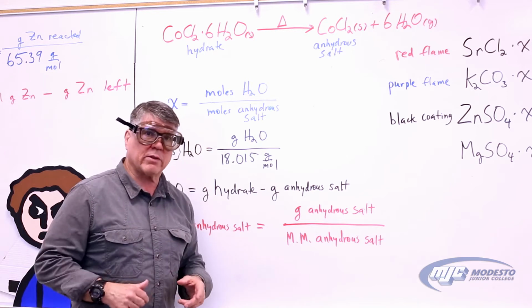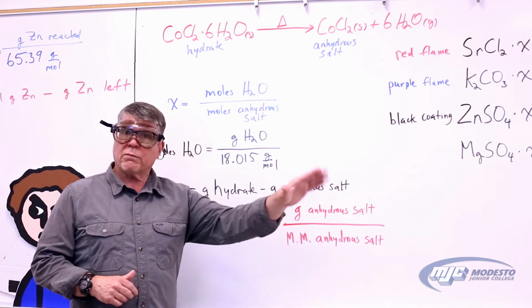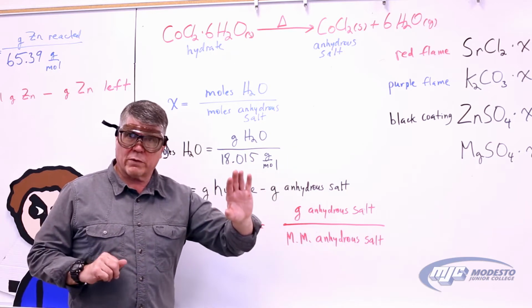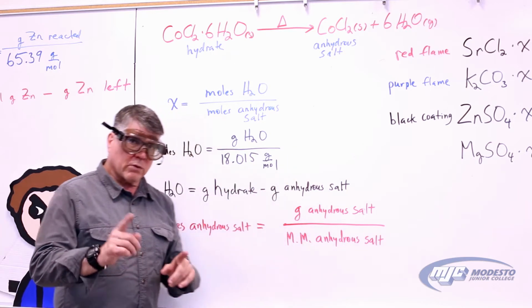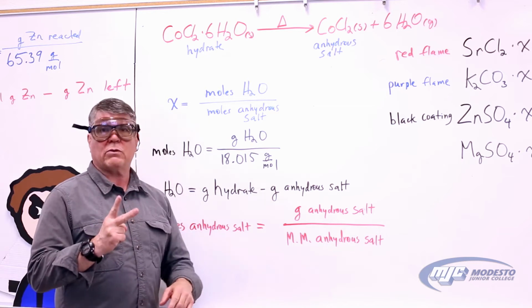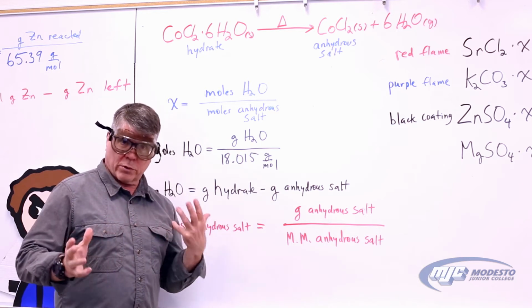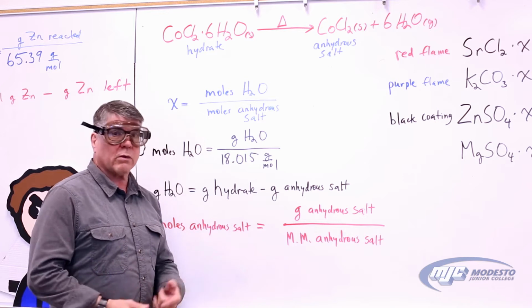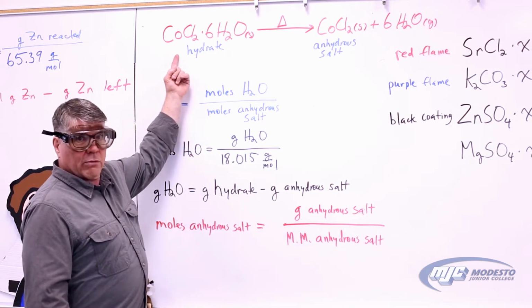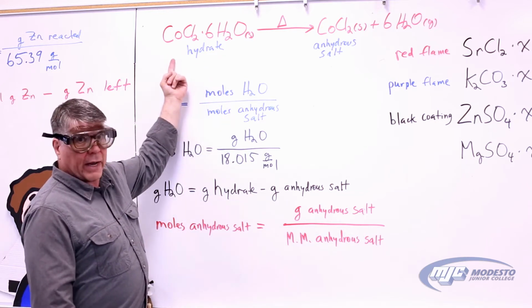And we're going to take advantage of that in this experiment to drive off those water molecules without affecting the rest of the compound. So there are two things we have to determine to figure out the formula for your unknown hydrate. One thing is the formula of the anhydrous salt, which is the ionic compound.